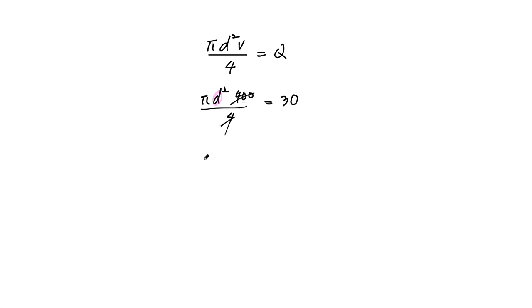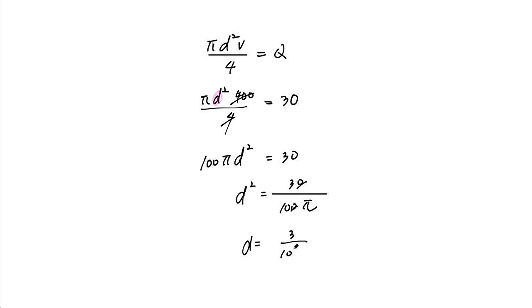That simplifies to 100. So it's 100 pi D squared equals 30. So D squared is 30 over 100 pi. Okay, so D, you can reduce that. You get 3 over 10 pi. D is going to be the square root of that.